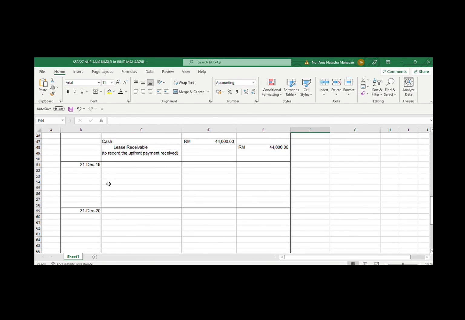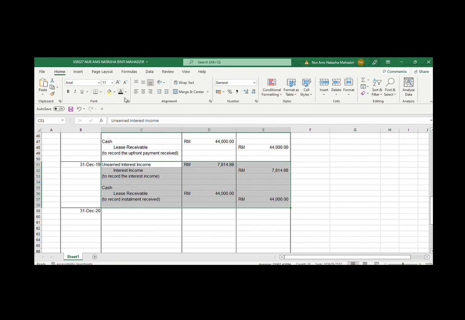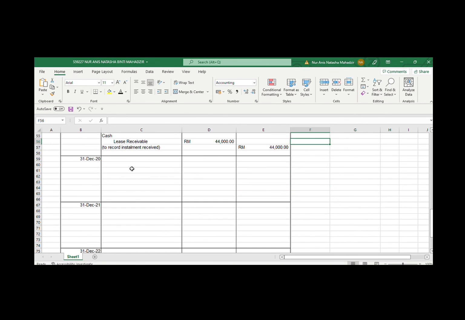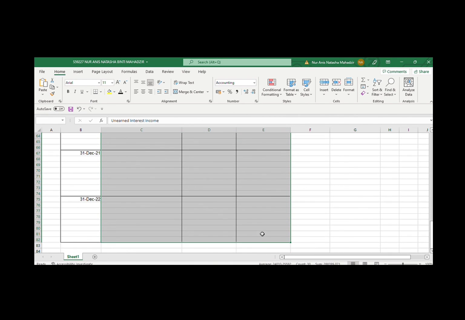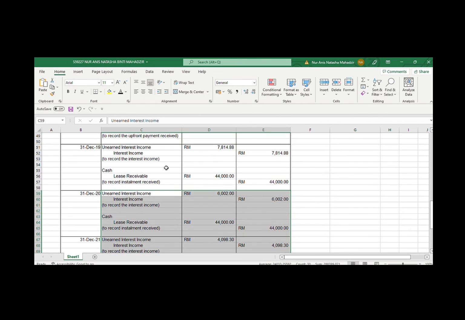While for 31st December 2019, we have to record the interest income by debit unearned interest income and credit interest income. We also have to record the installment received, debit cash and credit lease receivable. So, for 31st December 2020 until 2022, we also have to record the interest income and the installment received the same way like 2019.